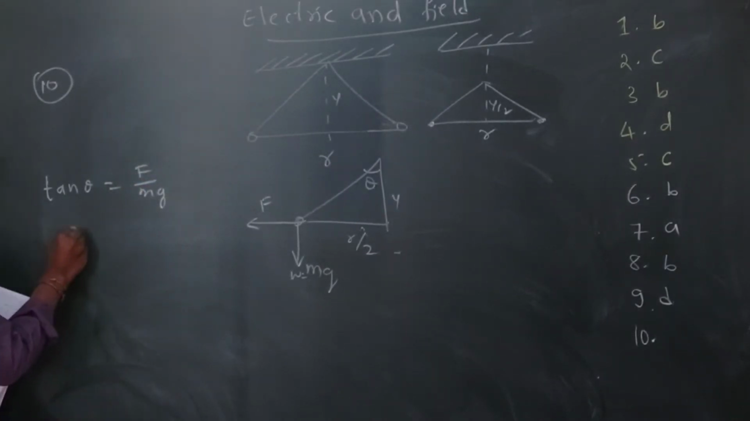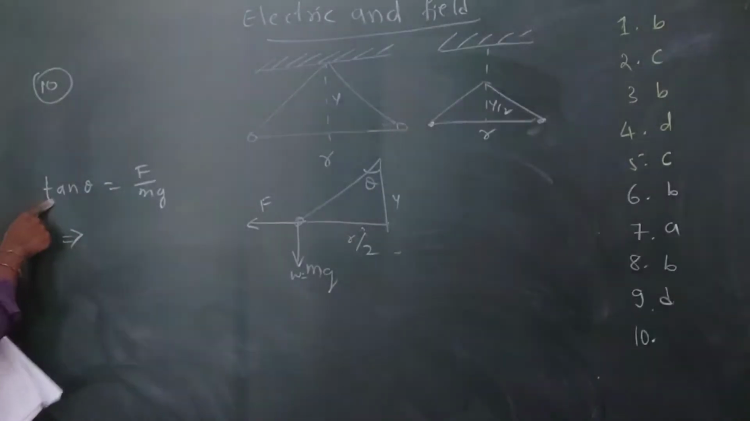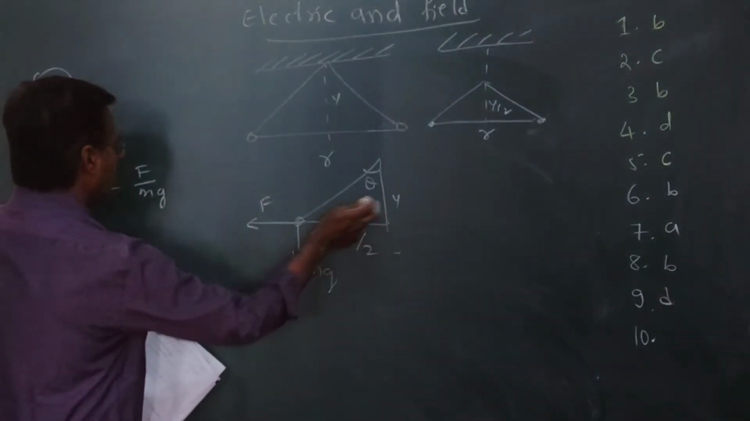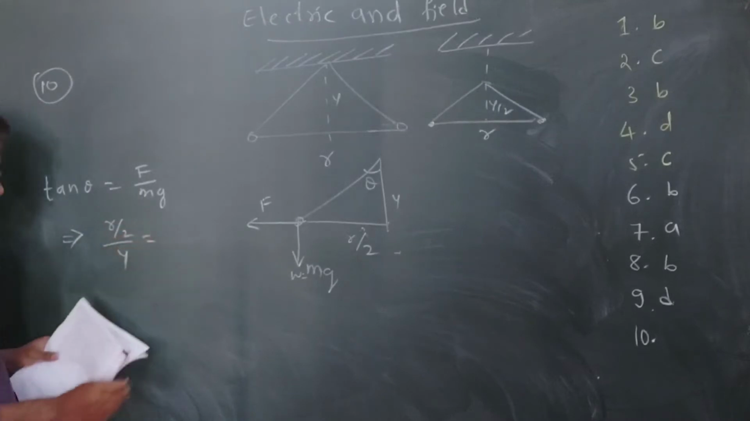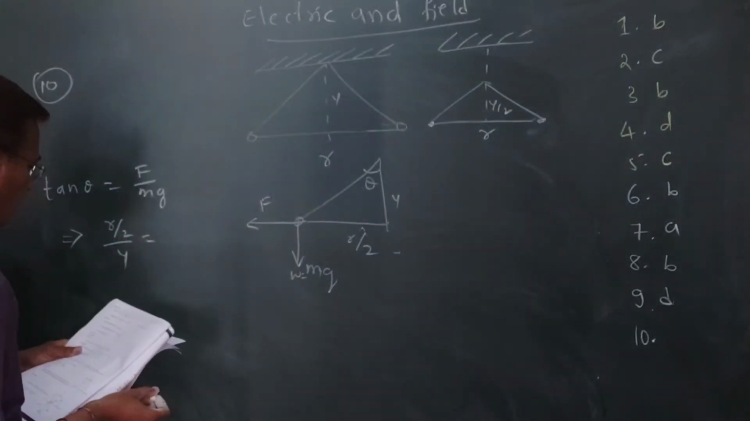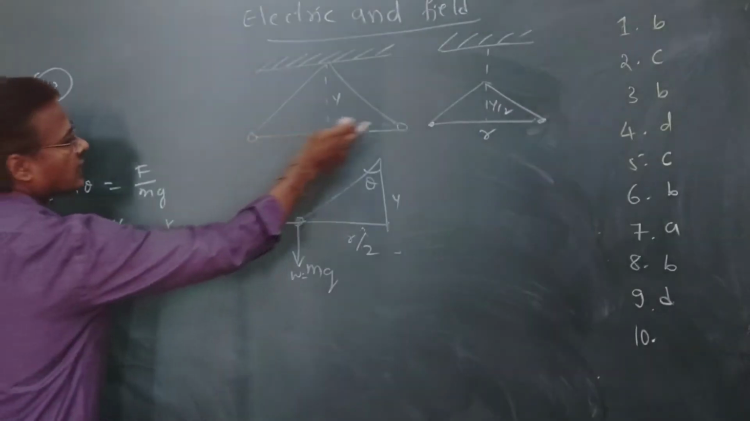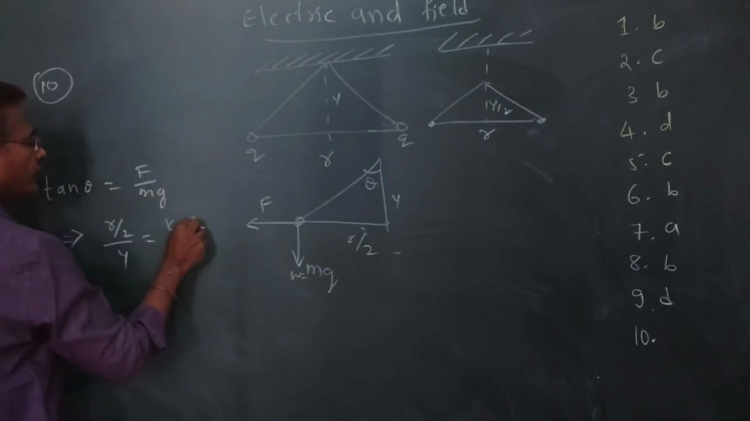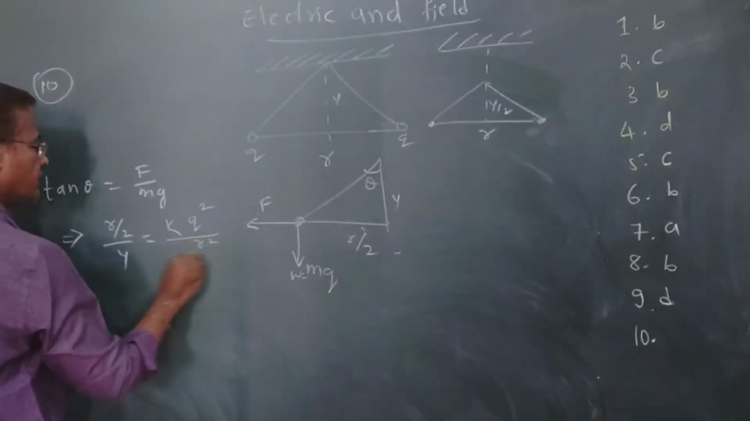F divided by mg, what does that become? So tan theta means opposite by adjacent. This is opposite and this is adjacent. Opposite by adjacent, r by 2 divided by y. So here, what is the value of F? F is k. The two charges will be the same only. So that is k into q into q, which becomes q square divided by r square, divided by mg.